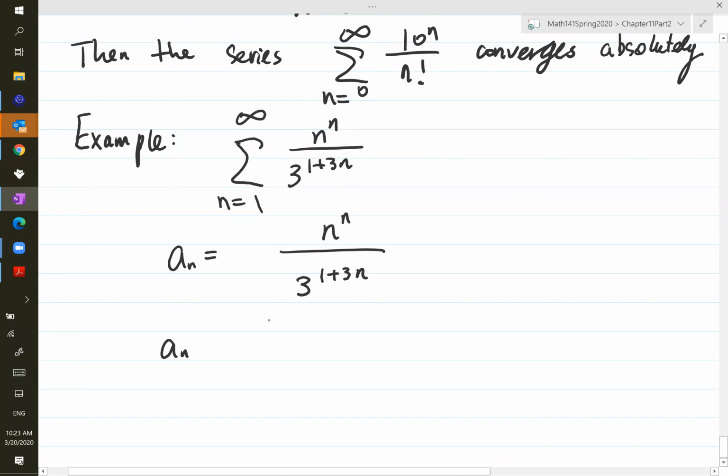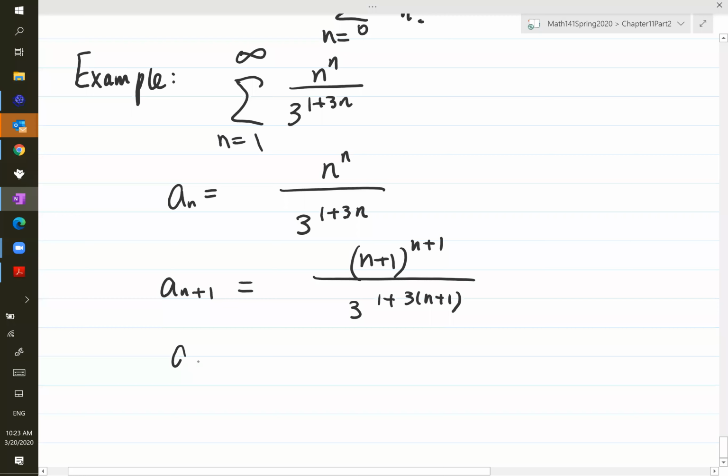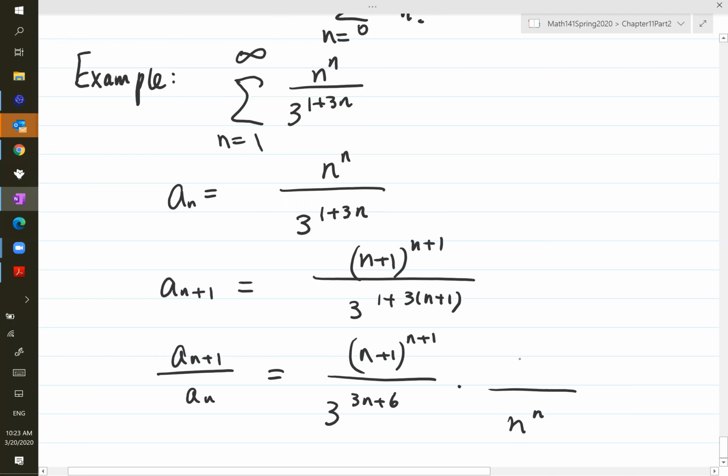a_(n+1) is (n+1) to the power n+1 over 3 to the power 3n+4. Now we take the ratio a_(n+1) over a_n, which will be (n+1) to the power n+1 over 3 to the power 3n+4, now divided by a_n, so we flip: 3 to the power 1 plus 3n over n to the power n.